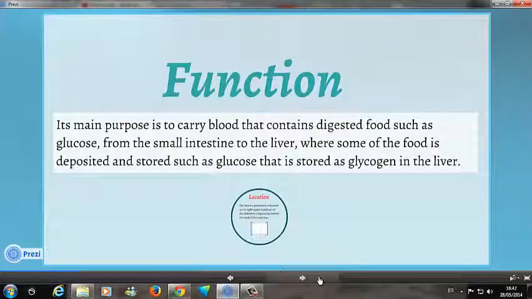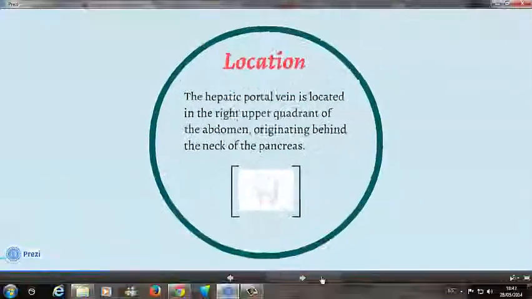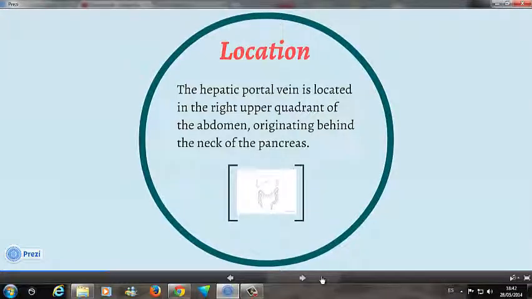Function: its main purpose is to carry blood that contains digested food, such as glucose, from the small intestine to the liver, where some of the food is deposited and stored, such as glucose that is stored as glycogen in the liver. Location: the hepatic portal vein is located in the right upper quadrant of the abdomen, originating behind the neck of the pancreas.